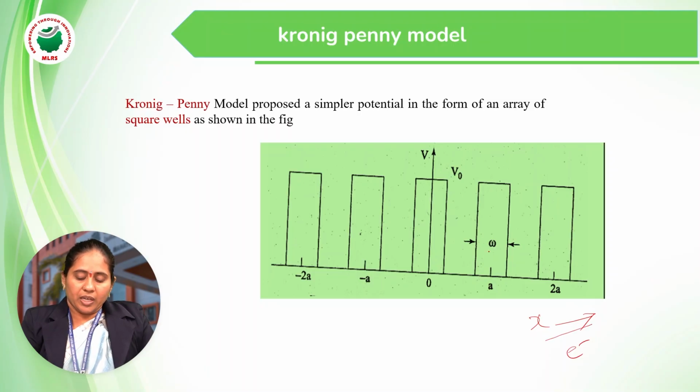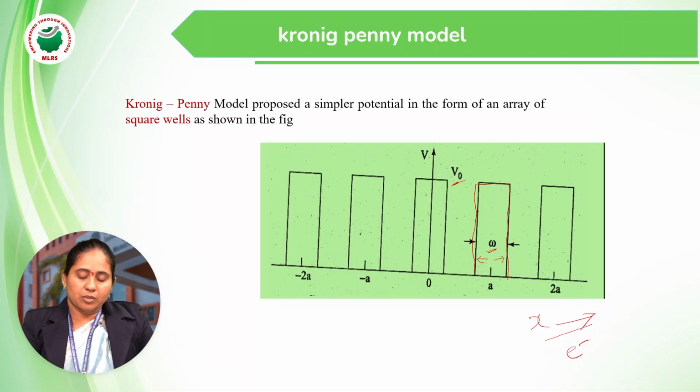Here omega is the width of the potential. This is the square well potential, and the width of this is omega. The strength of the potential, the high strength, is V naught. Here A is the distance from one atom to another atom. From the center origin to the first atom it is A, the second is 2A and so on. Similarly for the left side also, negative axis and positive axis.